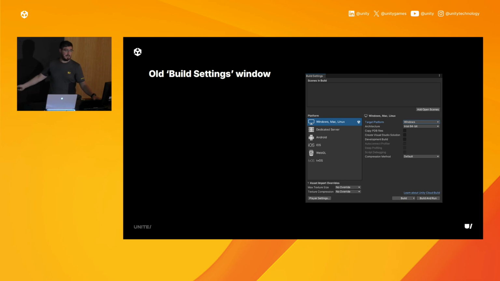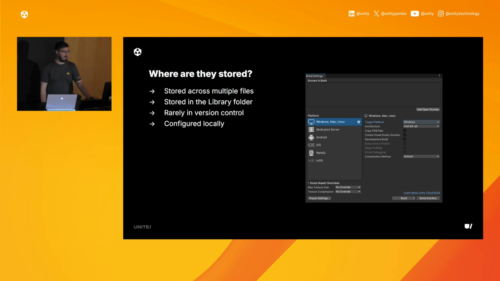Because yes, this is the window where we trigger our builds, assuming, of course, that you're not already using custom scripting to work around some of the well-documented shortcomings that this window has. So what are some of those shortcomings? Well, the settings found in the window are stored locally across multiple files, some of which even are stored in the library folder, a folder that's very commonly on the ignore list for version control systems.